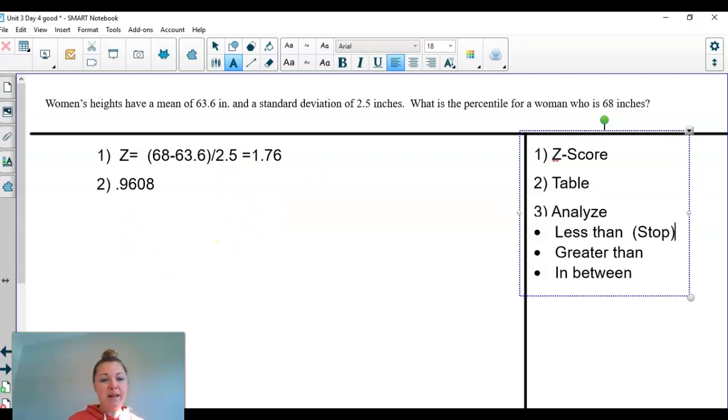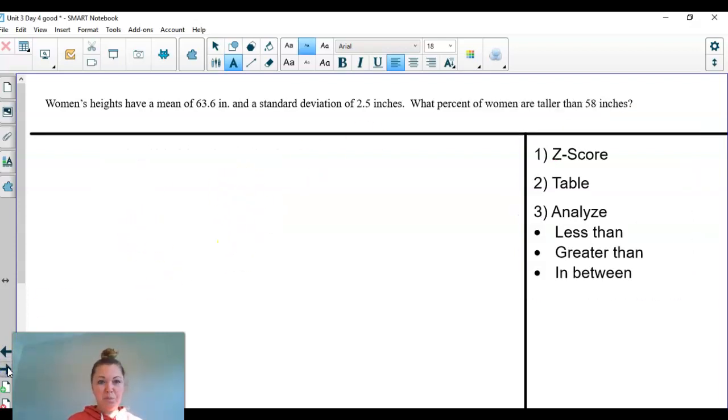Okay, let's move on to our next one. Again, same problem. Women's heights have a mean of 63.6 and a standard deviation of 2.5. What percent of women are taller than 58 inches?